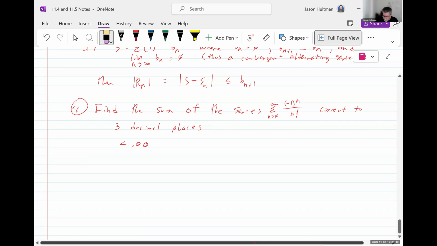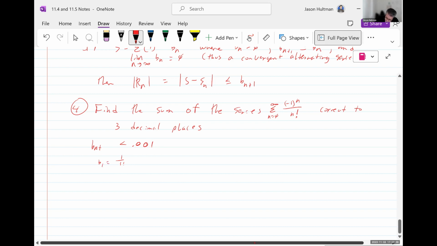Yeah, I mean 0.00. Yeah, for 3 decimal places. Yeah, makes sense. Okay. So I want b_{n+1} to be less than 0.001. Okay, so all I have to do is start calculating some terms. So 1 over 1 factorial.